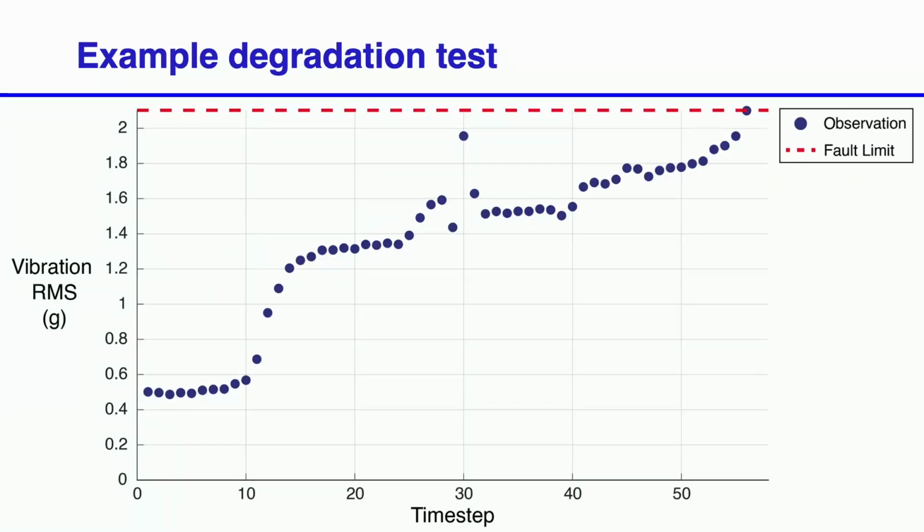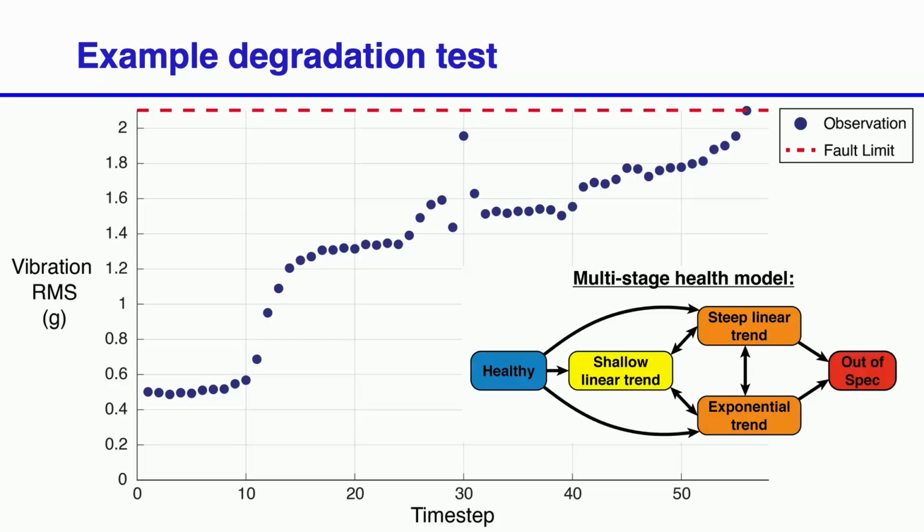So here's an example of a specific test, and what we have is this multi-stage health model. We assume that the system starts out healthy, and then it can go into a shallow linear trend, a steep linear trend, or an exponential trend. But you see all the arrows out of healthy are only one way. If the system starts to degrade, it only continues to degrade. Now, depending on which trend it takes, it could switch between these different trends, and that's what those bidirectional arrows are. And if it hits the fault limit or the out of spec, then it's done, it's broken, and we have to replace or repair it.